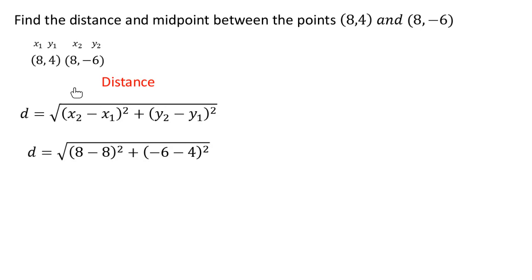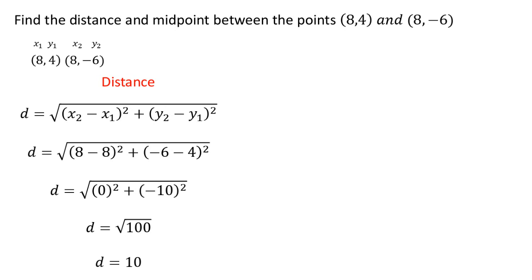So here I have the square root of (8 minus 8) squared plus (negative 6 minus 4) squared. I simplify. 8 minus 8 gives me 0, and negative 6 minus 4 gives me negative 10. 0 squared is 0, and negative 10 squared is 100. So 0 plus 100 is the square root of 100, which is 10. The square root does give you a positive or negative, but there's no such thing as a negative distance, so we're only interested in the positive one. On this particular one, our distance is 10.